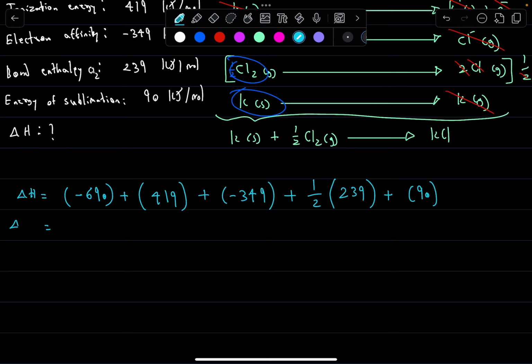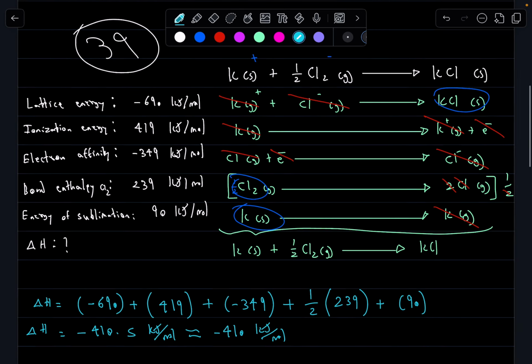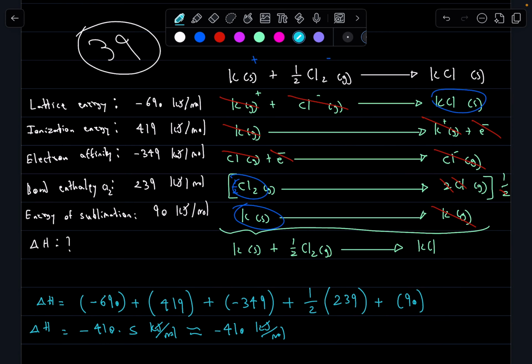And if I remember correctly, this is 410.5 kilojoules per mole, which with sig figs is negative 410 kilojoules per mole. That's it. If you want to take a photo, there you go.